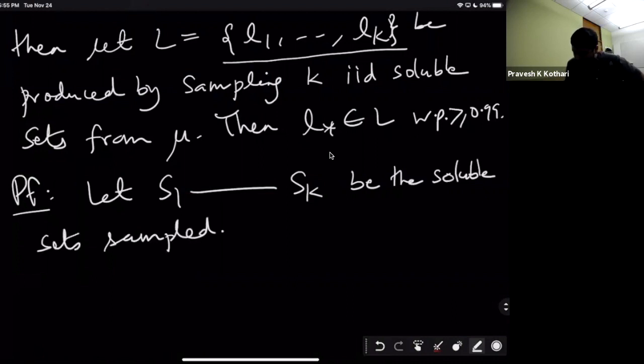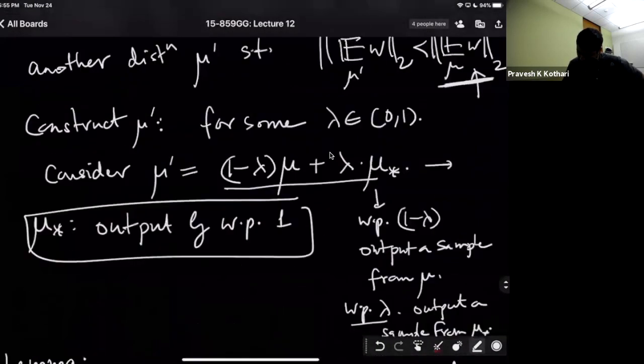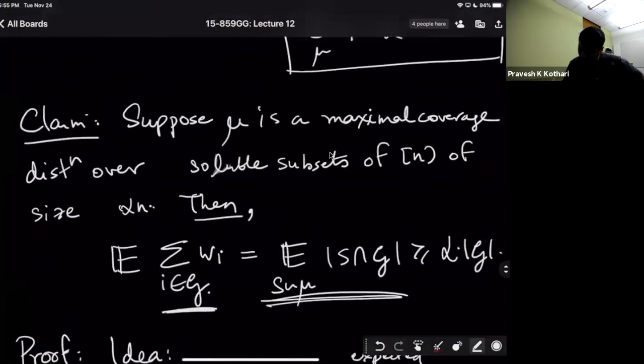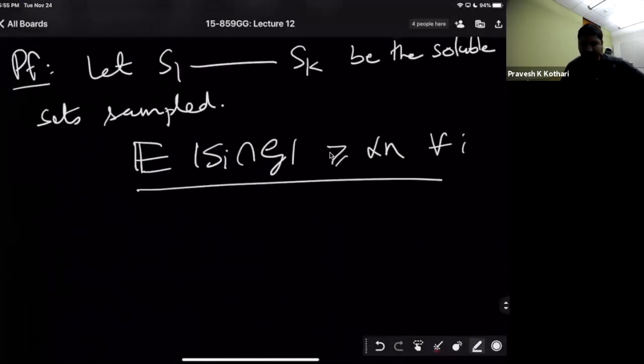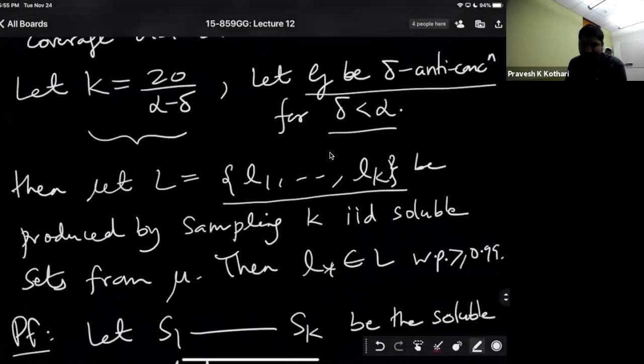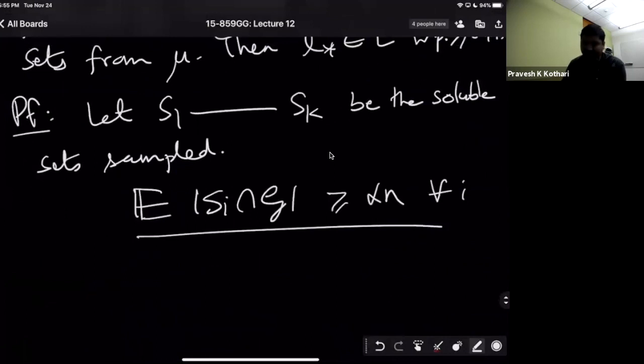Okay. Now we know that the expected value of |Si ∩ G| is alpha n for all i. Right, because this is what our distribution mu satisfied. This is the fact that we claimed here. We didn't complete the proof, but at least we claimed it. We use this fact to conclude that in expectation, each |Si ∩ G| is at least alpha n. So all this 20 over alpha minus delta is happening just to show that one of the S1 through Sk must satisfy this property.